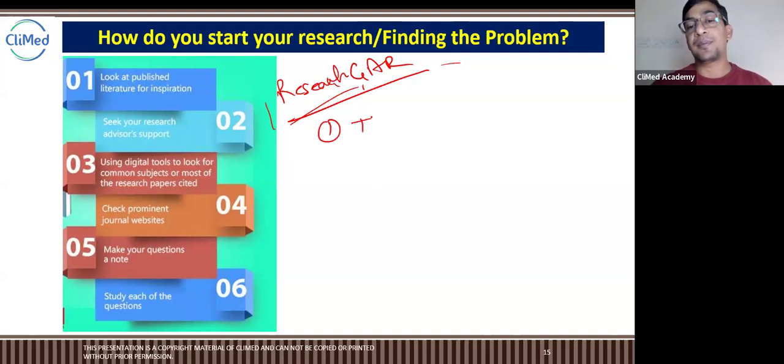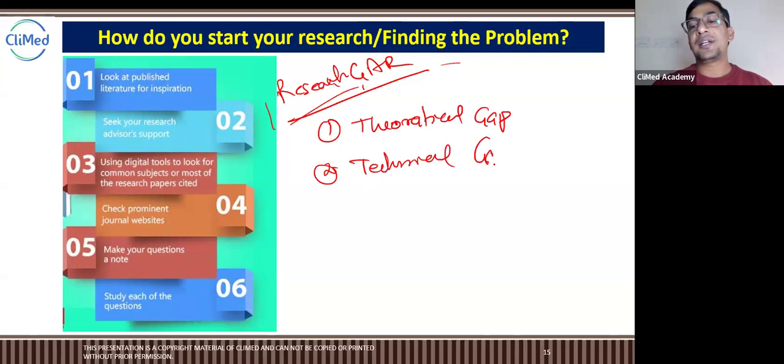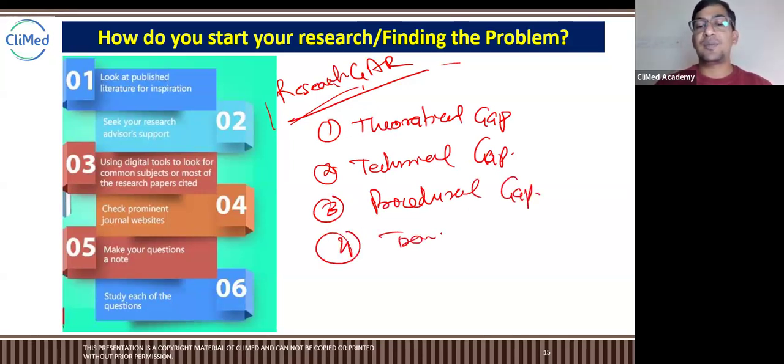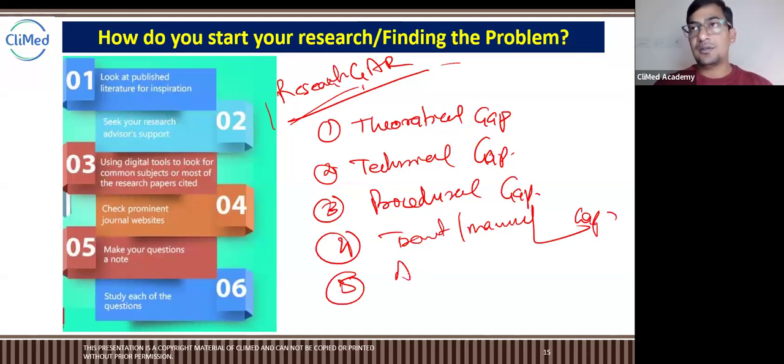First gap is the theoretical gap. Okay, guys, look at this, it is very important. Theoretical gap, technical gap, procedural gap. Fourth, treatment or management gap. Five is very important: theoretical, practical, evolutionary gap, something like that, I forgot exactly. There are five types of gap. Let me tell you one by one. First is the theoretical gap.